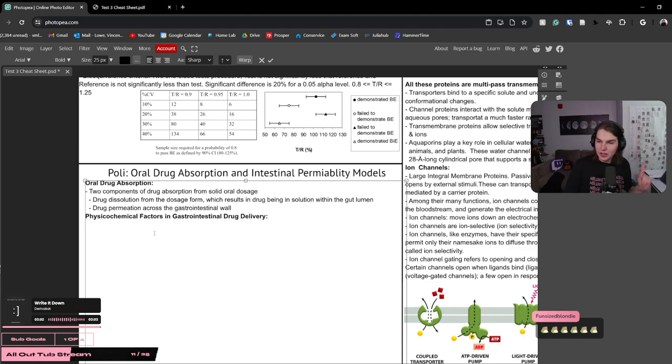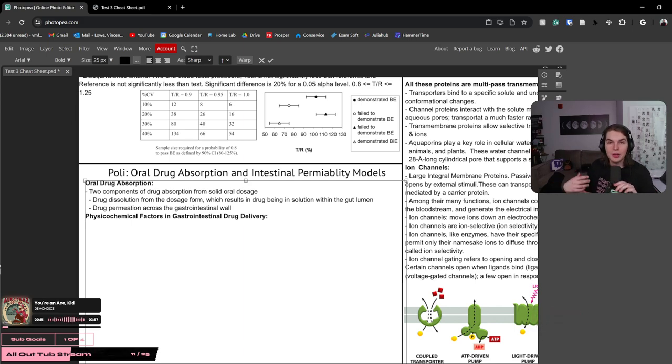So we are talking right now about the physiochemical factors in gastrointestinal drug delivery, which, again, big words, but essentially what that means is when you take a drug orally, it goes into the stomach, gets broken down, and then you're going through the intestines and from the intestines into the gut lumen or the portal vein. Those are, again, a bunch of big words, but we're going to talk about this. So, specifically, what are the factors that affect gastrointestinal drug delivery?